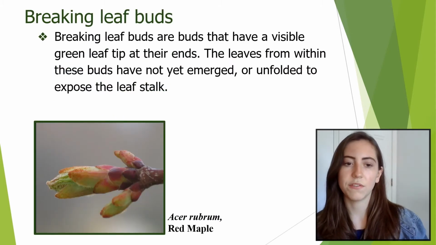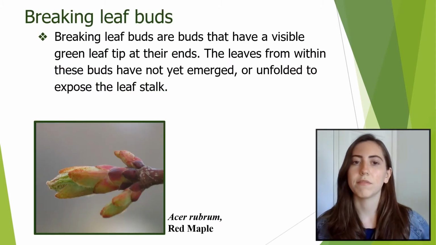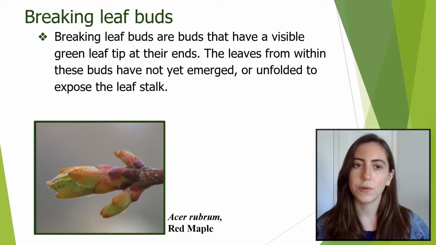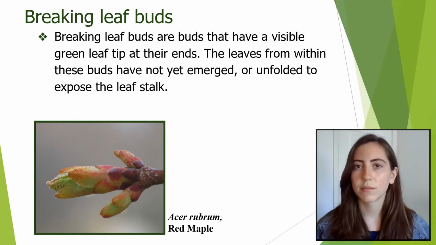The first phenophase is the breaking leaf bud phase. Breaking leaf buds are buds that have a visible green leaf tip at their ends. As you can see in the picture, the leaves from within these buds have not yet emerged or unfolded to expose the leaf stalk. Also note that this phenophase only applies to trees or shrubs.